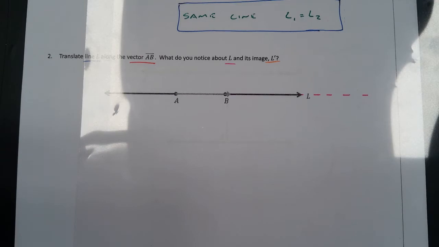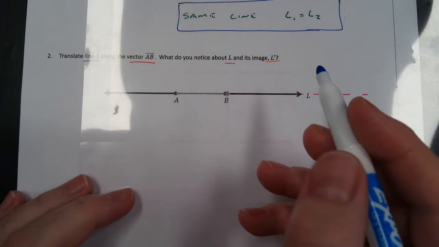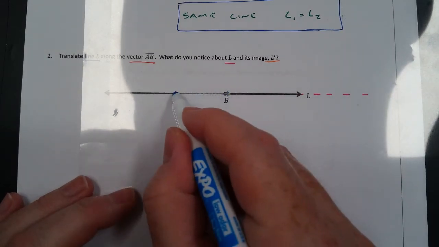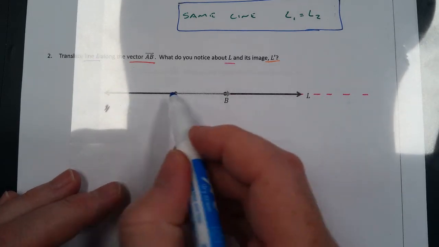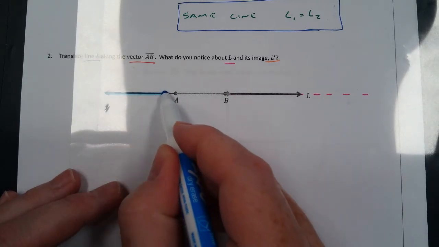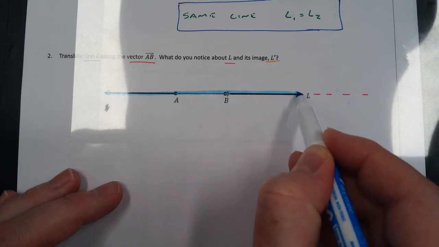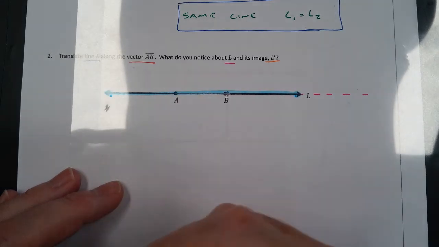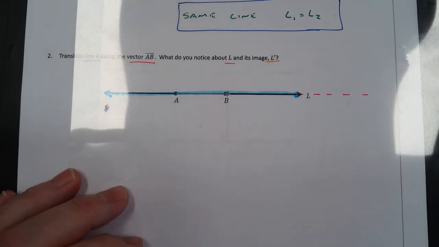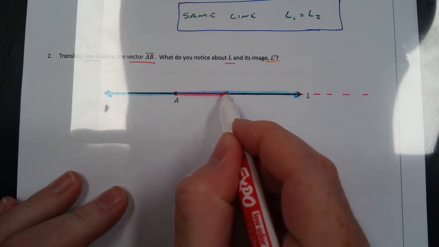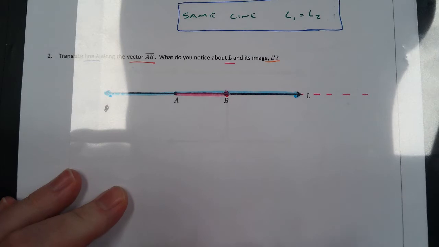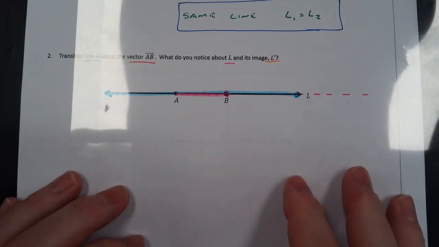And what I'm going to do is I'm going to take my dry erase marker. I'm going to copy the line I am translating. So this is the line I am translating, line L. And then I need to copy my rule also. So I'm going to copy the vector AB, which is right there. Now I'm going to translate.